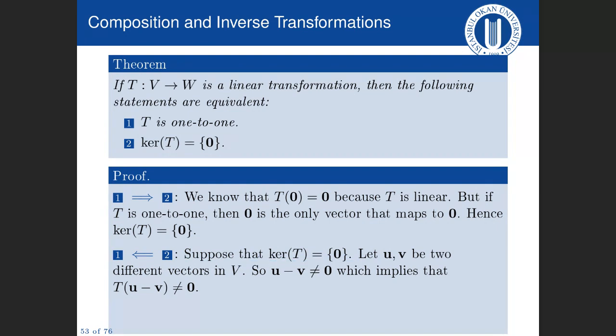Let U and V be two different vectors in our vector space V, and if they're different vectors, then U minus V is not the 0 vector. And if the kernel of T is equal to the set containing only 0, and if U minus V is not 0, then U minus V does not map to 0. But if that's true, then T of U minus V is not the 0 vector, and that then implies that T of U is not equal to T of V. So therefore, T is one-to-one.